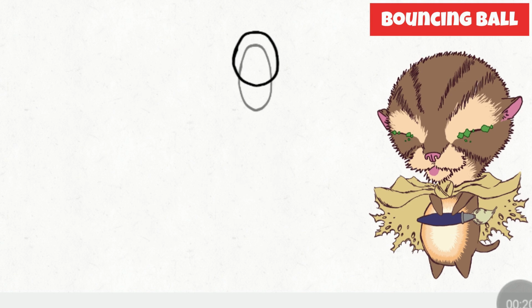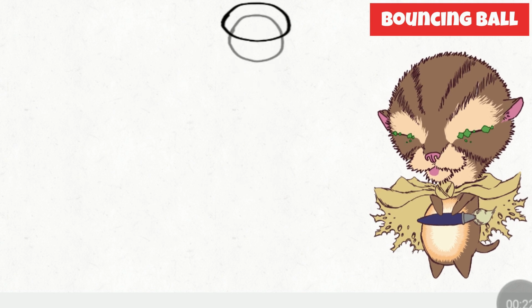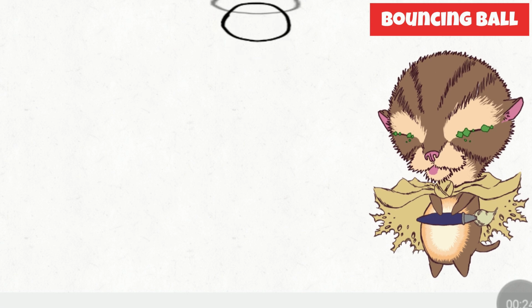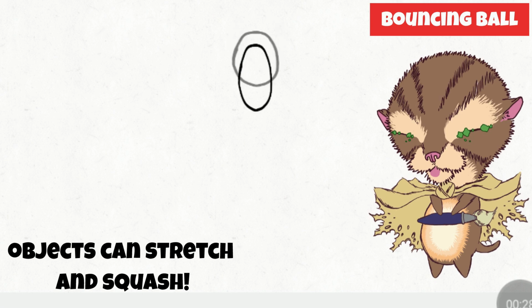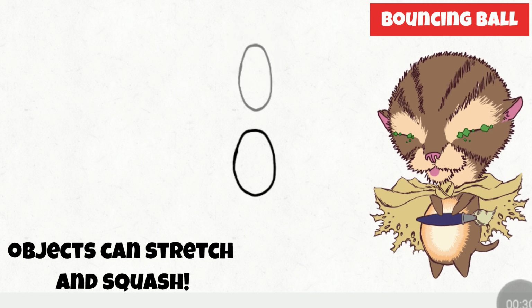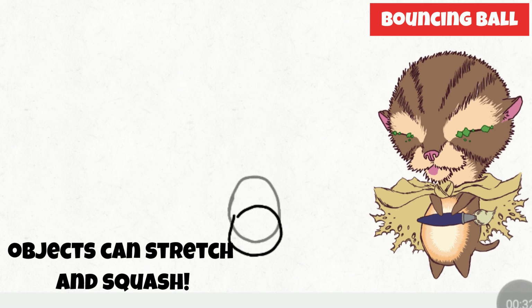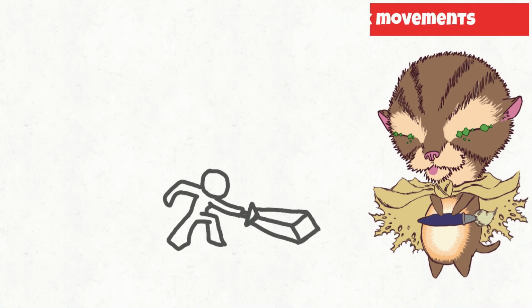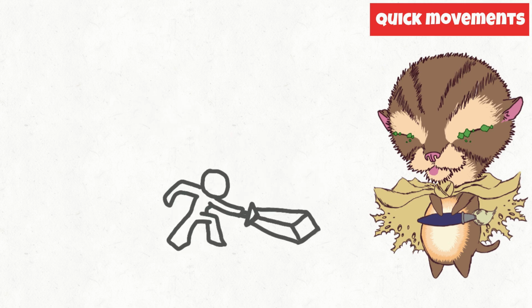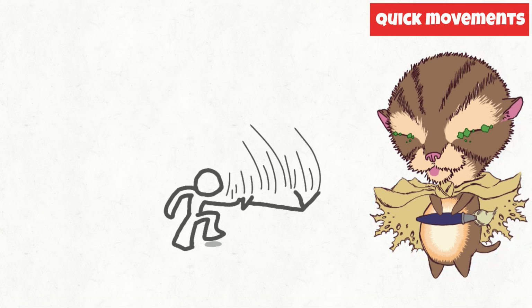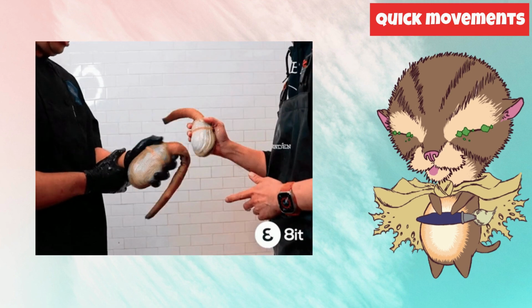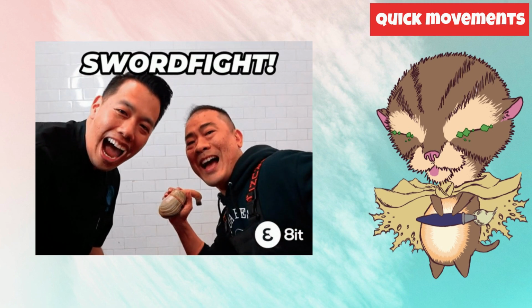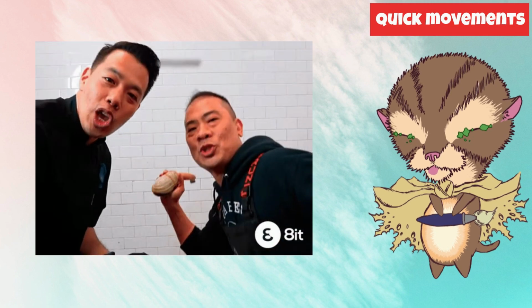By doing this exercise, you will learn that deformities are possible when it comes to animation in 2D. Objects can be stretched and squished when they are moving. Okay, now you're done with the bouncing ball, I will teach you how to animate quick movements. Quick movements are very useful, especially when it comes to attack animations and fighting animations.